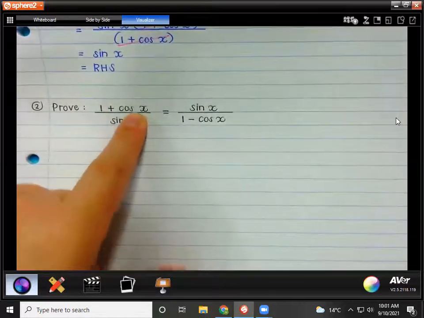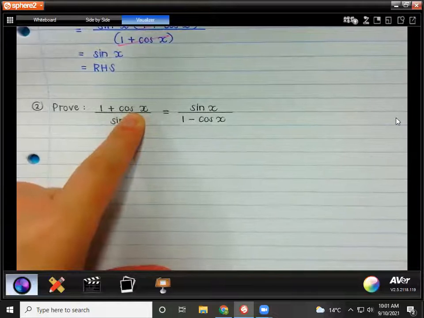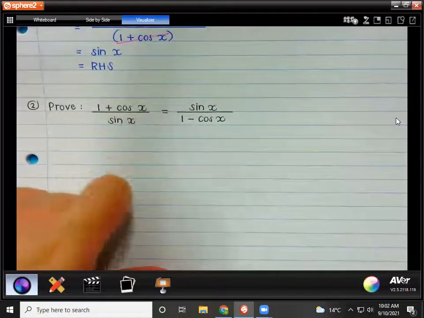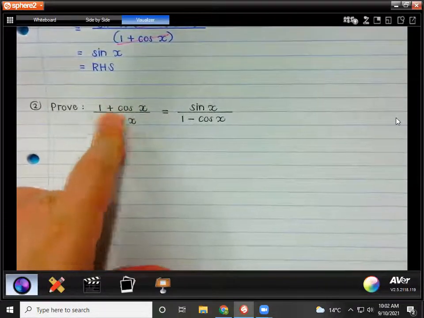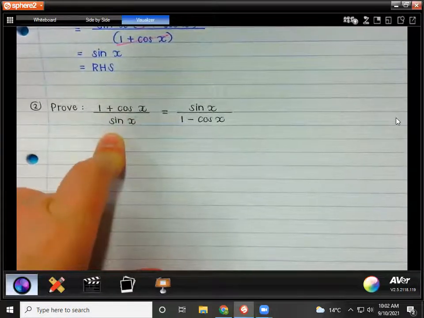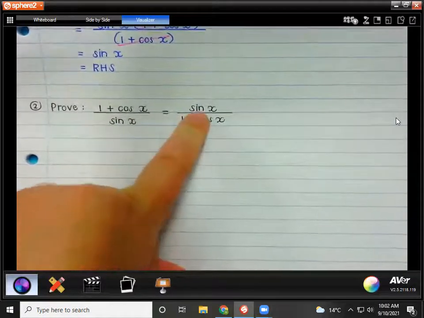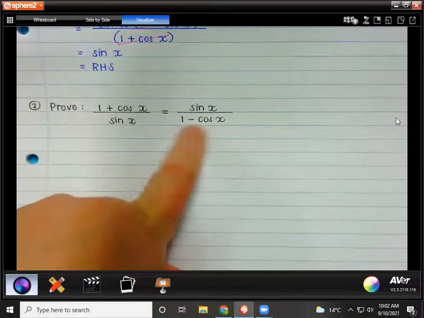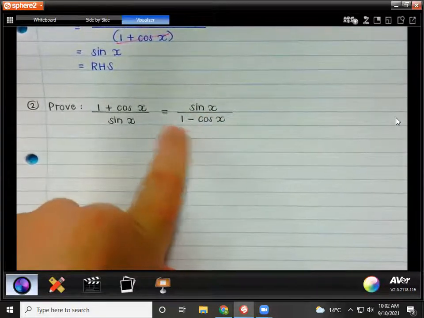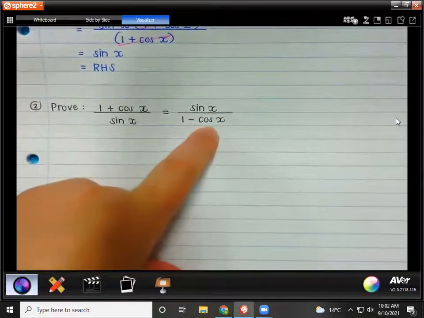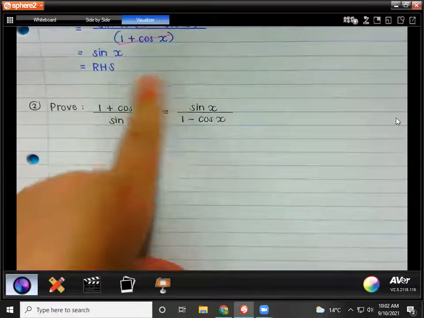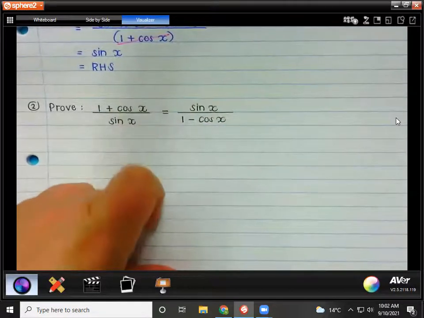If it was cos squared x, yes, I could change it, but we don't have an identity for cos. We don't have an identity for sine. It has to be sine squared. Same thing here, we don't have an identity for 1 minus cos x. It has to be 1 minus cos squared x. All right, so we're a bit stuck here. There isn't actually anything we can do. Yes, Fayaz?